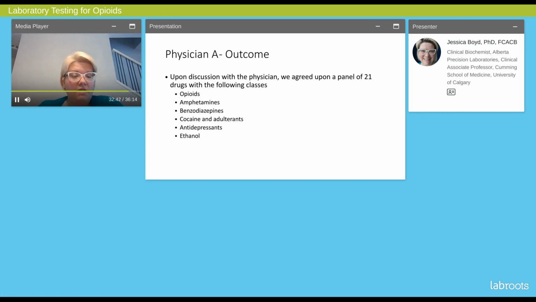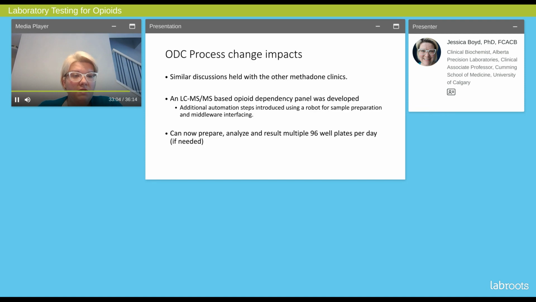We kept cocaine and added a few adulterants that were commonly seen in our population. We added a urine ethanol screen and some antidepressants. So those are the ones that he felt were really important for helping him to manage his patients. And moving to 21 drugs on that panel wasn't too onerous on our side to make sure that we were able to actually move to this process and discontinue our old process that was really hindering us at that point.